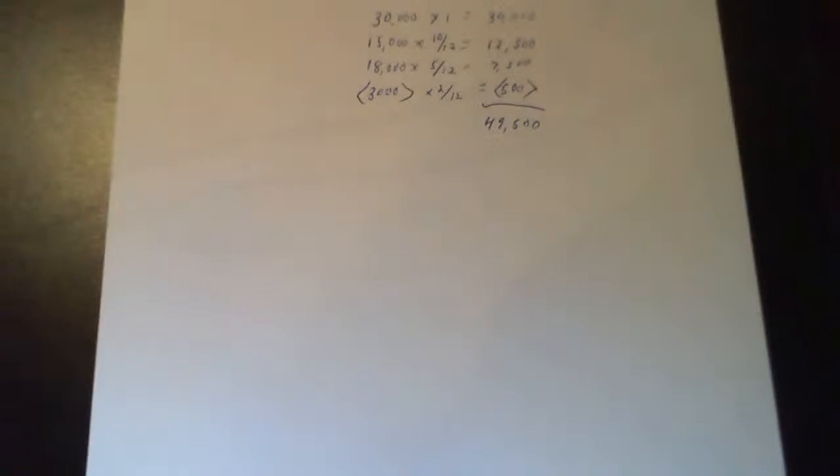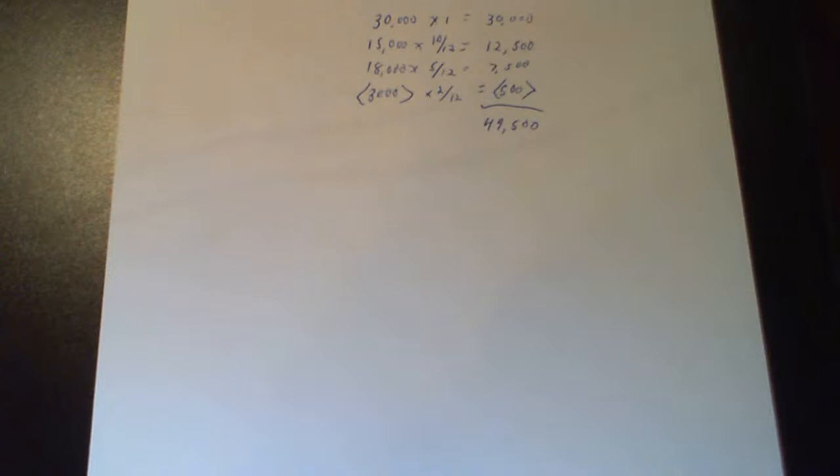And so when we add that all up, we get 49,500, and that would be the weighted average shares outstanding for the year. All right, so that is brief exercise 20-5.